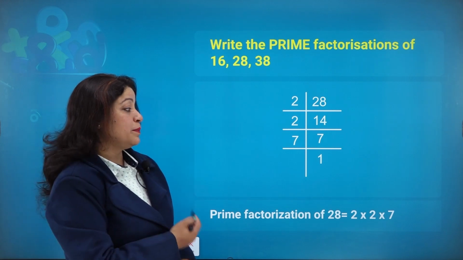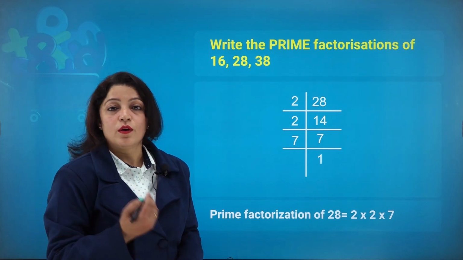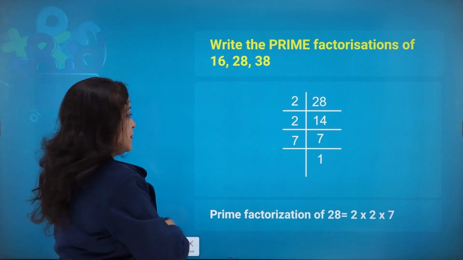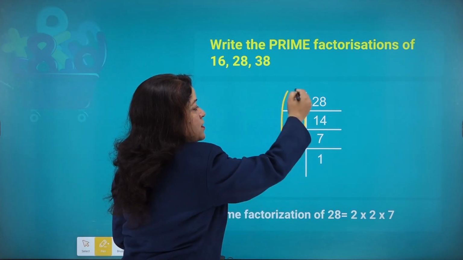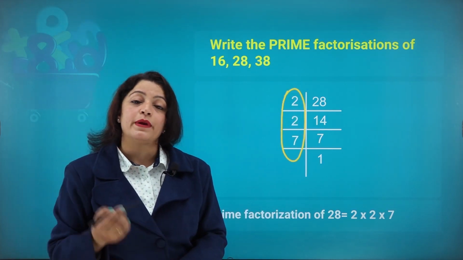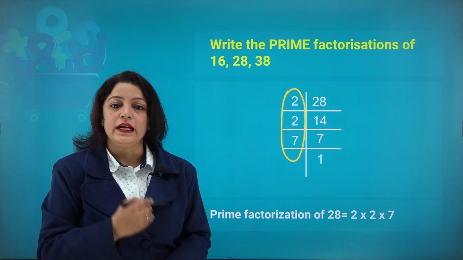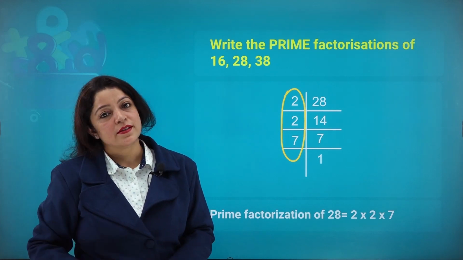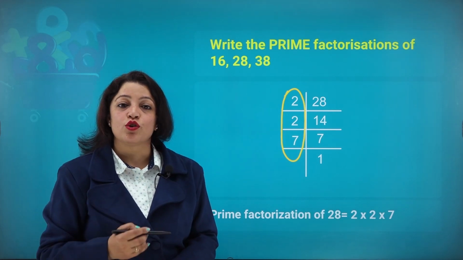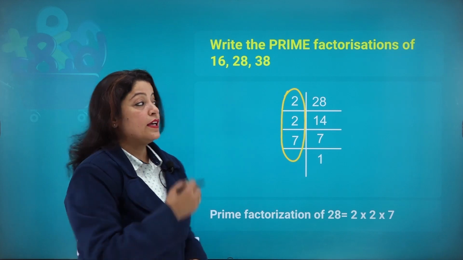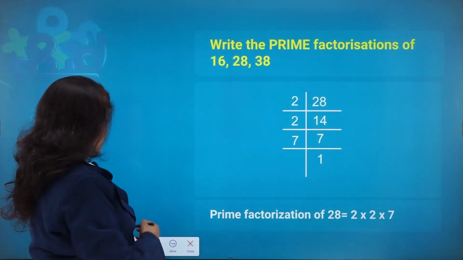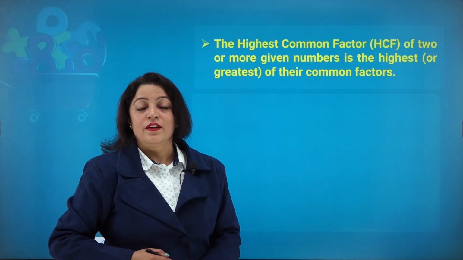Now here, what is the prime factorization of 28? When we write this, we get the product of just these. These are the prime factors of 28. So 2 times 2 times 7 will be the prime factorization of the number 28. Similarly, you can try for 16 and 38 also, right?